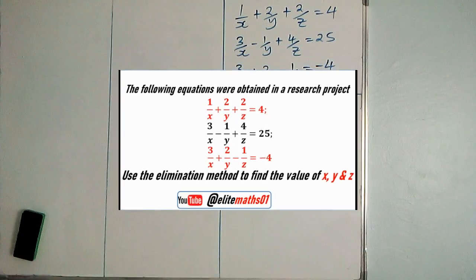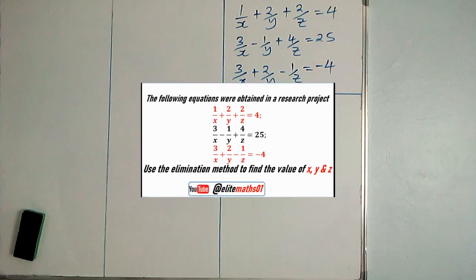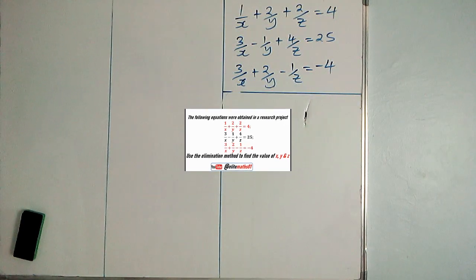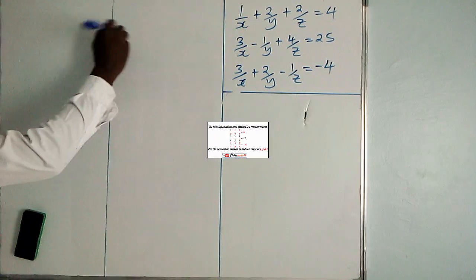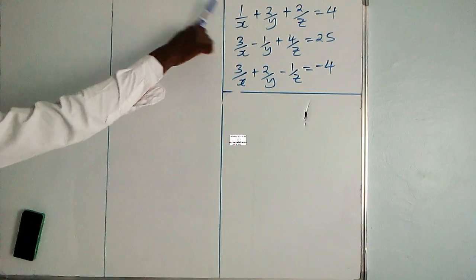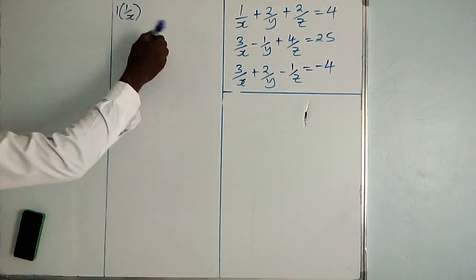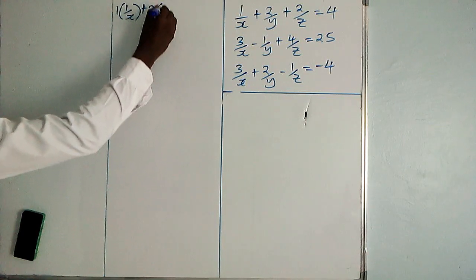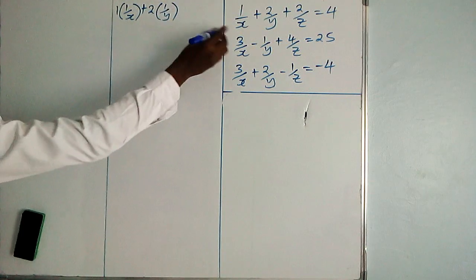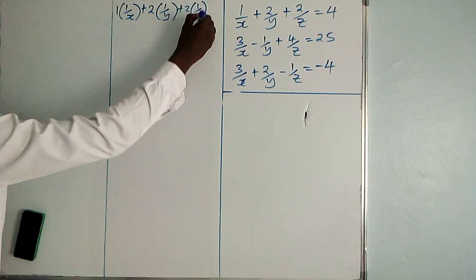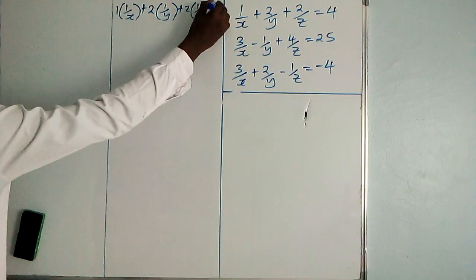Are we together? You've been told to use elimination method. So to use elimination method to solve this kind of problems, you start with the first equation. So in the first equation, we have 1 over x. 1 over x is the same as 1 into 1 over x, then plus 2 over y is the same as 2 into 1 over y, then plus 2 over z is the same as 2 into 1 over z to be equals to 4.